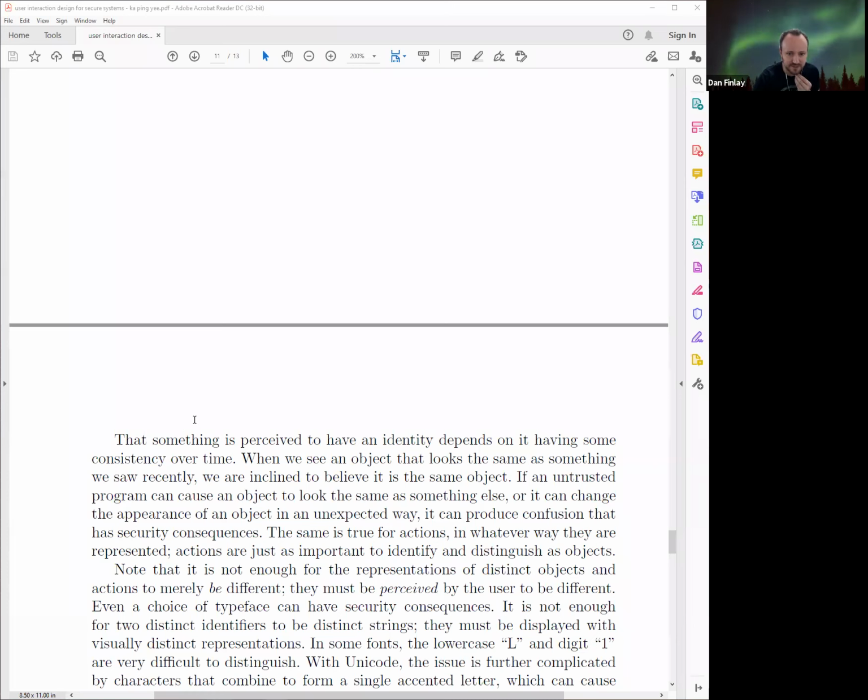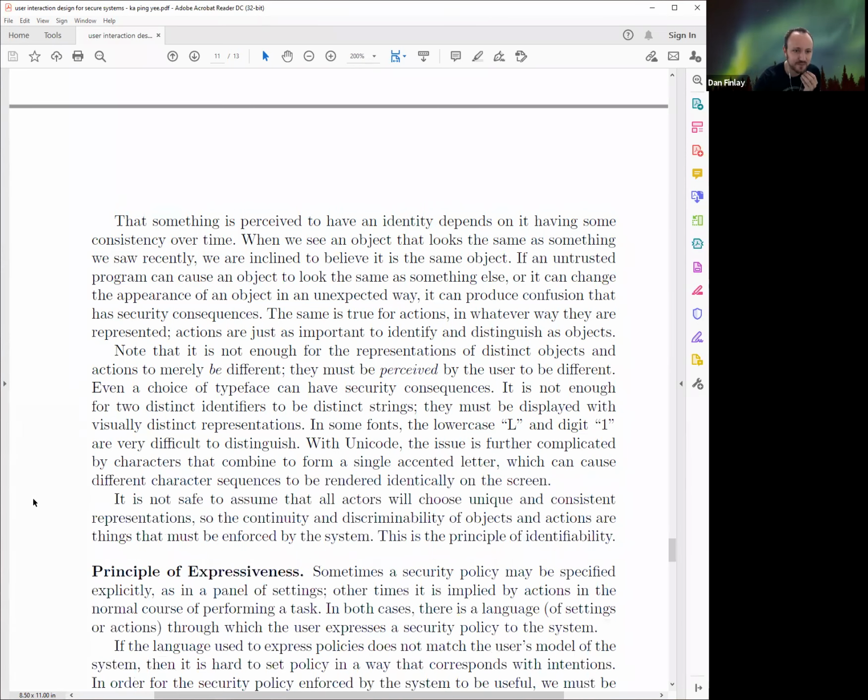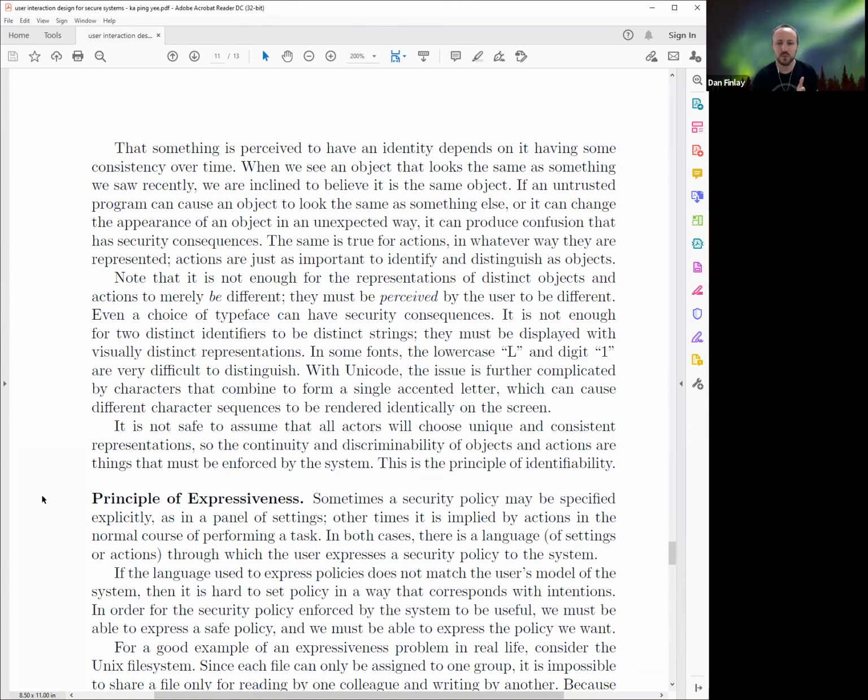That something is perceived to have an identity depends on it having some consistency over time. When we see an object that looks the same as something we saw recently, we're inclined to believe it is the same object. If an untrusted program can cause an object to look the same as something else, or it can change the appearance of an object in an unexpected way, it can produce confusion that has security consequences. The same is true for actions, in whatever way they're represented. Actions are just as important to identify and distinguish as objects. I have a little caveat there.